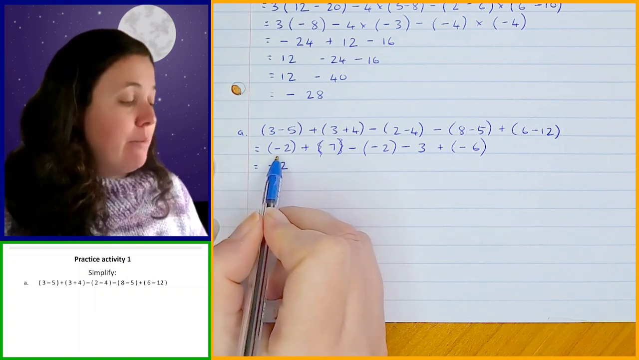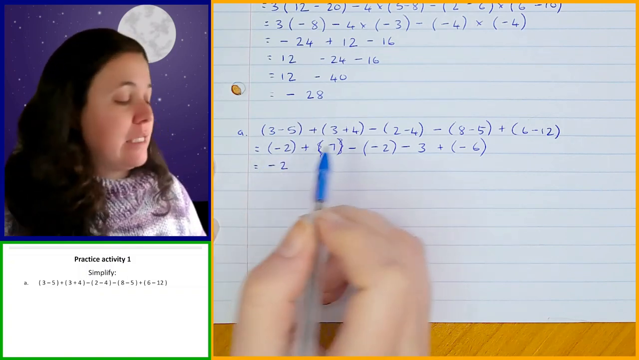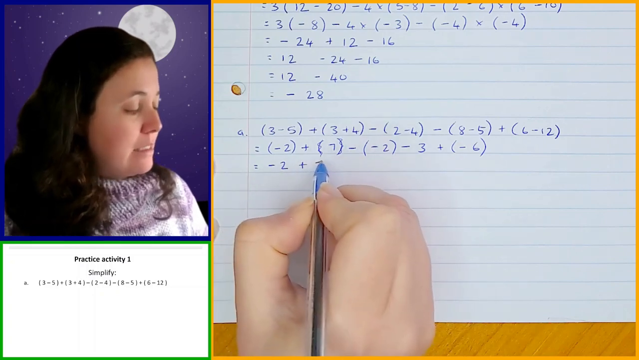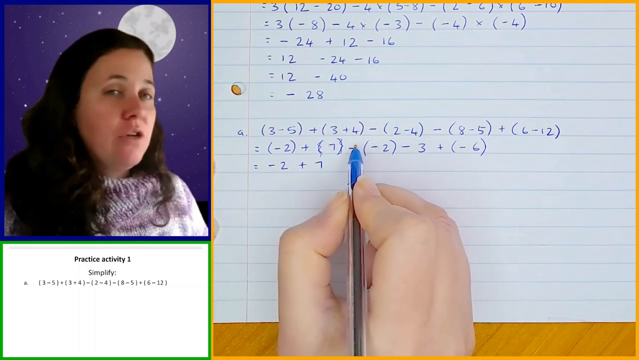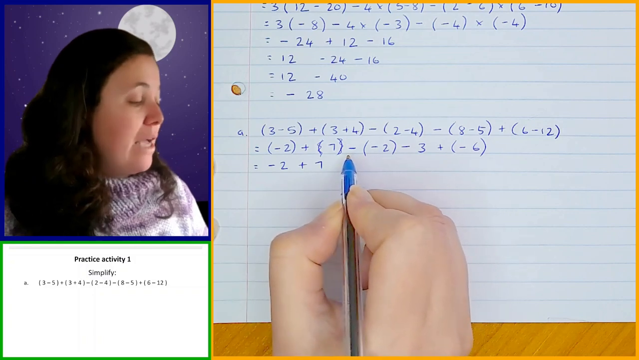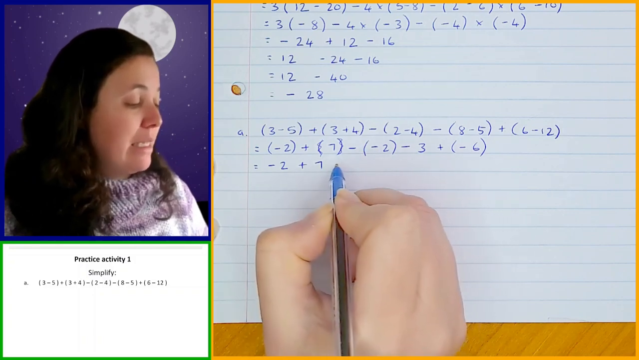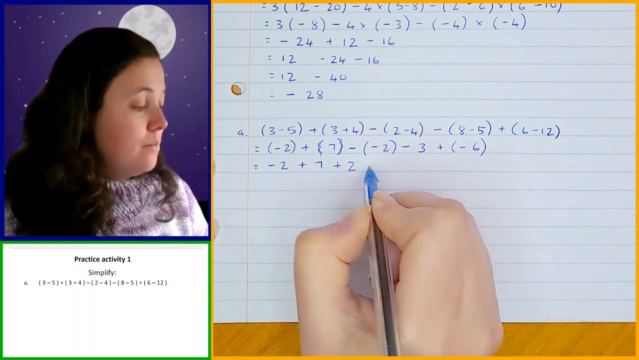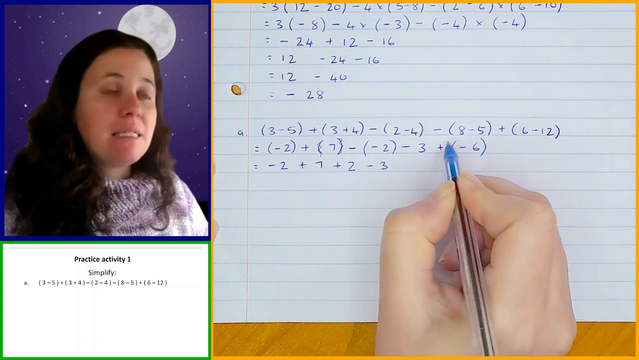So it's going to make sure that whatever's inside the bracket is going to just stay the same. So that's negative 2 plus 7, then I've got a negative and a negative 2. When I have negative and negative, 2 minuses, that makes a plus 2. Minus 3, and then plus negative 6.